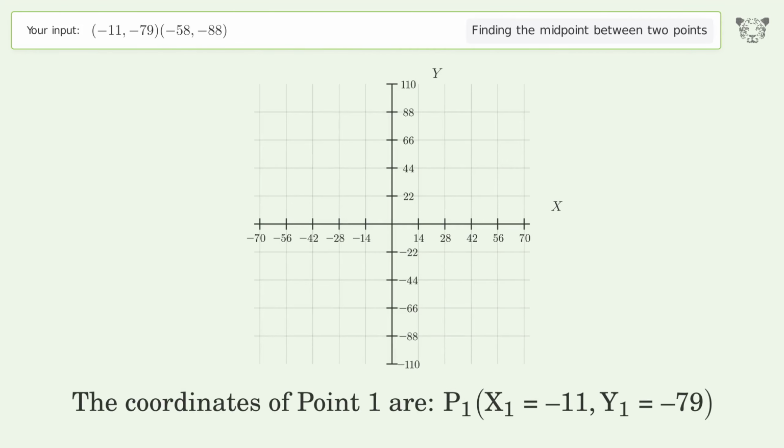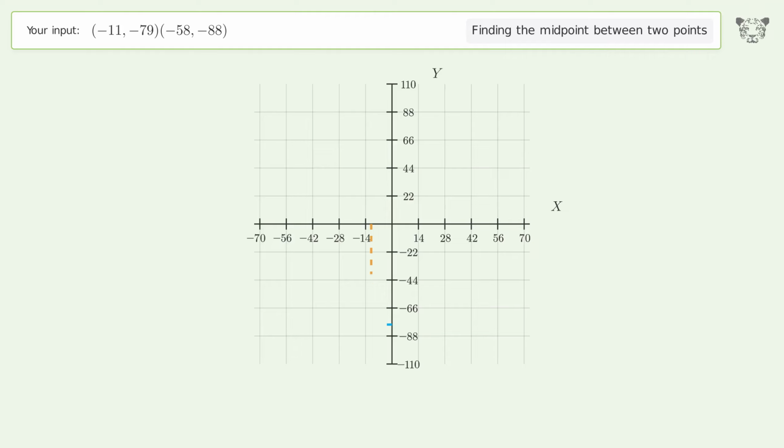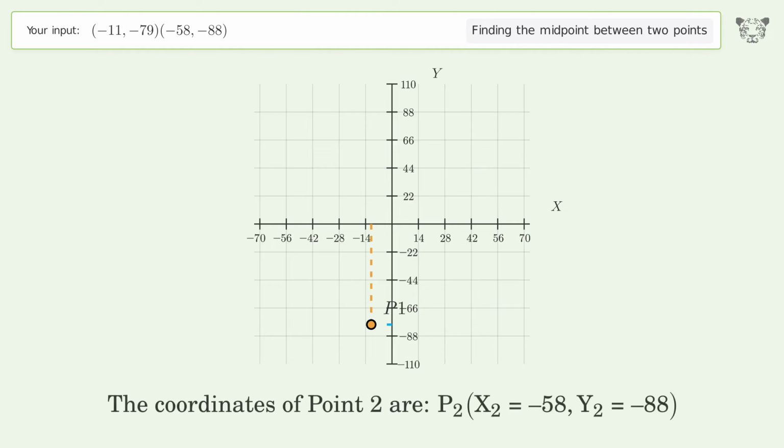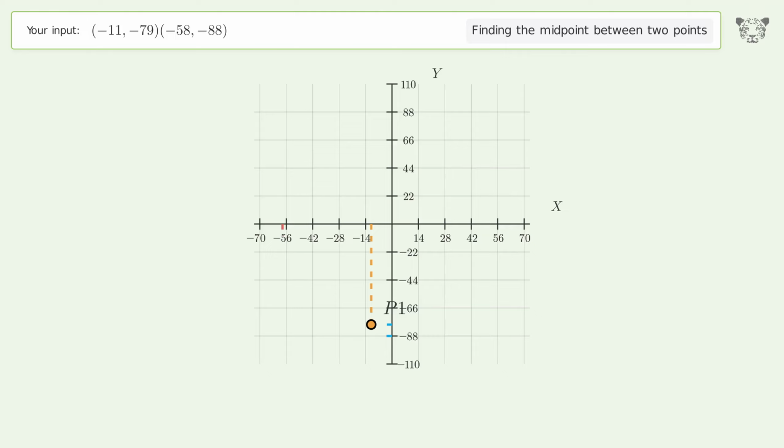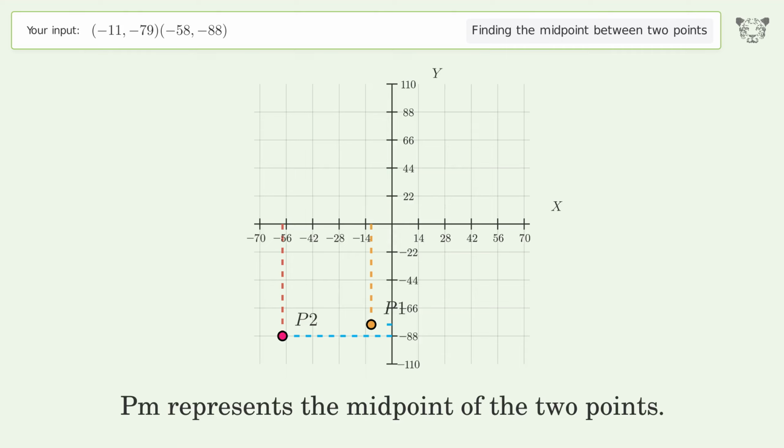The coordinates of point 1 are x1 equals -11, y1 equals -79. The coordinates of point 2 are x2 equals -58, y2 equals -88. PM represents the midpoint of the 2 points.